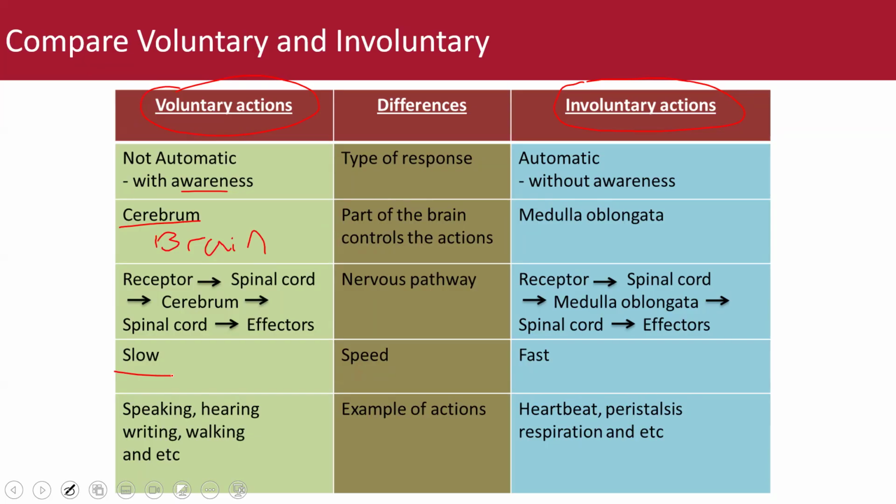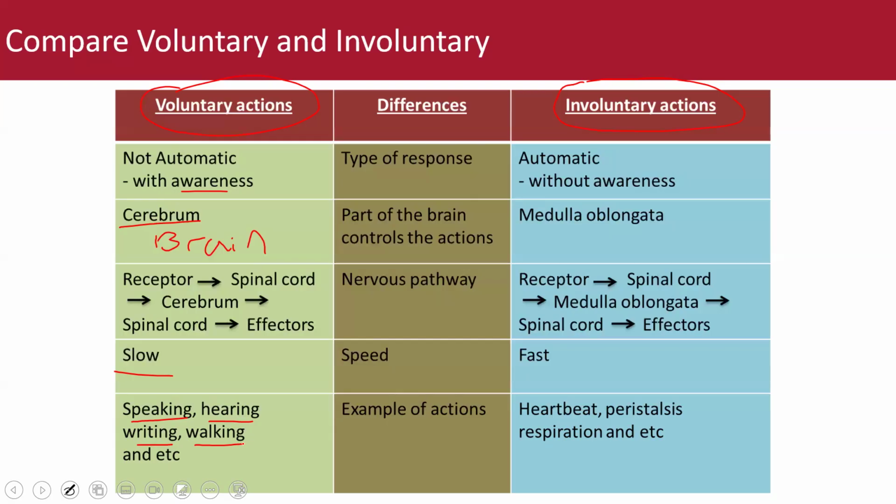They are slower because you're then using your brain to actually make something happen. And examples of voluntary actions are speaking, hearing, writing, walking. Okay? Anything that you are consciously doing is a voluntary action controlled by the brain, and you have awareness, but it's slow.